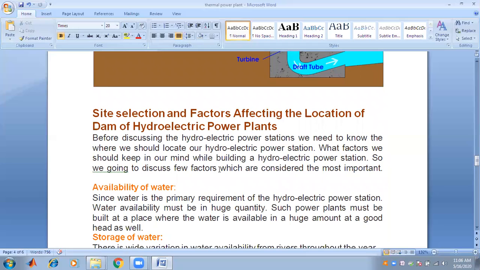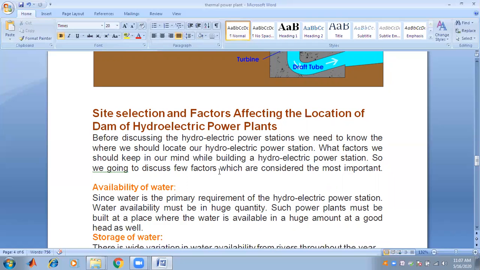So, site selection and the factors affecting the location of the dam of hydroelectric power plants, because we have already told that the dams are situated on the hilly areas, the top of the hills. Before discussing the hydroelectric power station, we need to know where we should locate it. What factors we should keep in our mind while building a hydroelectric power station. So we're going to discuss a few factors which are considered the most important.